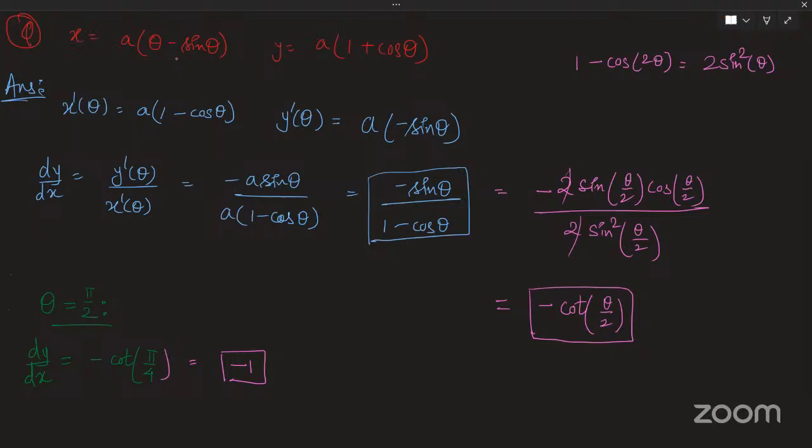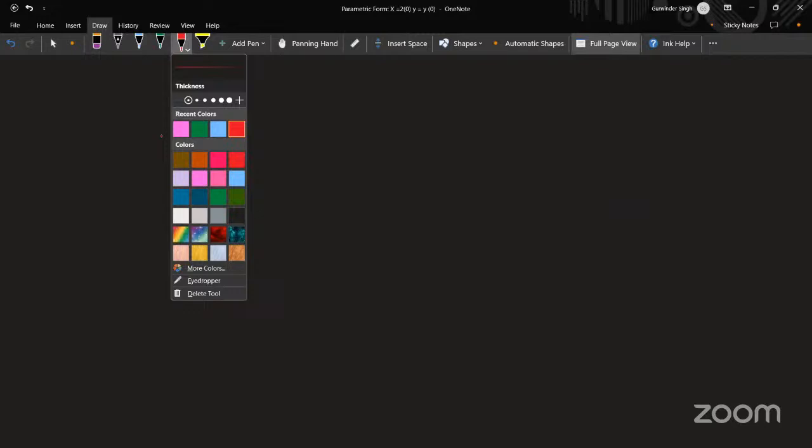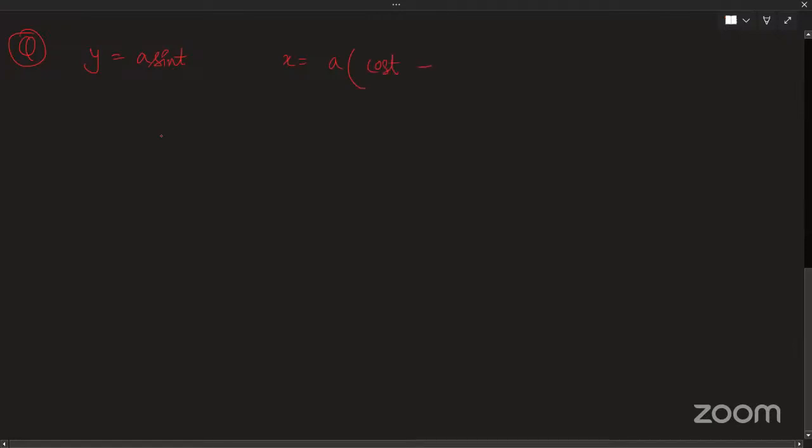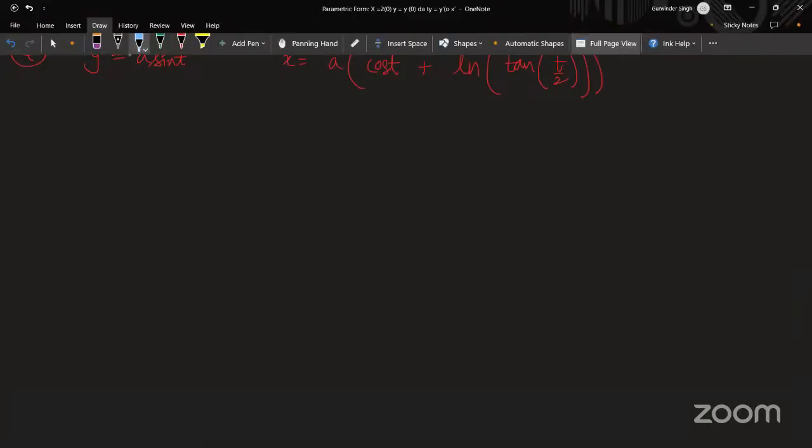Okay. So just one complex question related to this. Complex in the sense related to chain rule. You have been given y equals a sin t and x equals a into cos of t plus log, that is natural log, so I can write ln of tan of t by 2. This thing has been given to me. Again, it is asking what is the value of dy by dx.